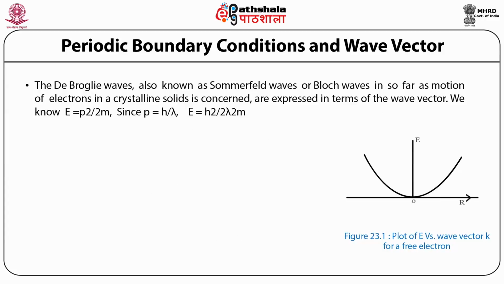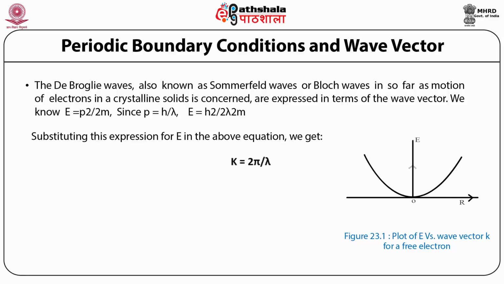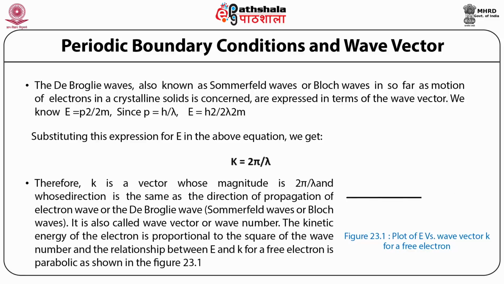The de Broglie waves, also known as Sommerfeld waves or Bloch waves, insofar as motion of electrons in crystalline solids is concerned, are expressed in terms of the wave vector. We know capital E is equal to P squared by 2m. Since P is equal to h by lambda, E is equal to h squared upon 2 lambda squared m. Substituting this expression for E in the above equation, we get K is equal to twice pi by lambda. Therefore, K is a vector whose magnitude is twice pi by lambda and whose direction is the same as the direction of propagation of the electron wave or the de Broglie wave, that is the Sommerfeld waves or Bloch waves.